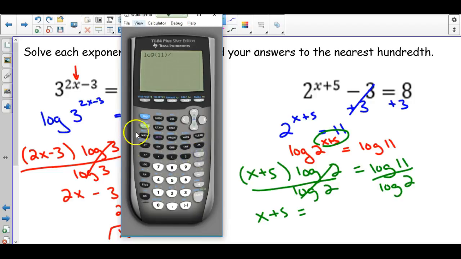And keep in mind, close the parenthesis after that, otherwise you're going to end up with a wrong answer, because then it would be dividing log 11 divided by log 2, but it would do that all as one log, and it wouldn't separate them. So parentheses are huge. So this is what I would end up with, and then to solve for x in this equation, we would just have to subtract the 5.